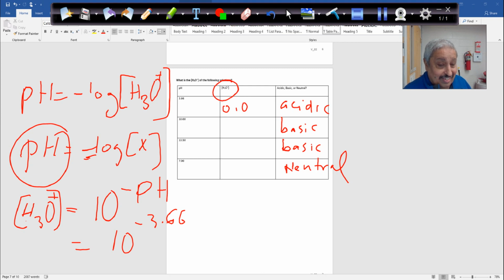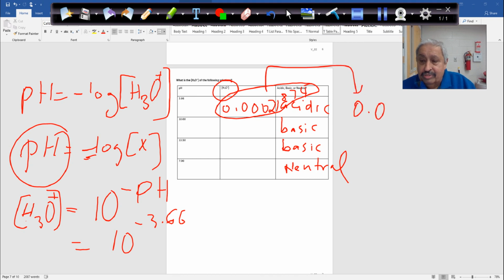So how much is it? 0.000, how many zeros after the decimal? 3, okay, and then 21874. Now, I would like this one to be exponential, so I can keep track of it. I want to have it in scientific notation. It's up to me whatever I want to do.